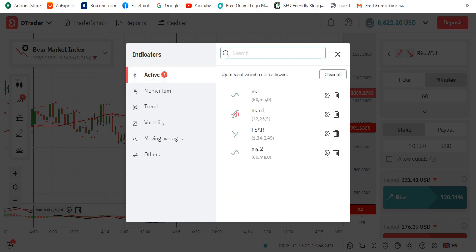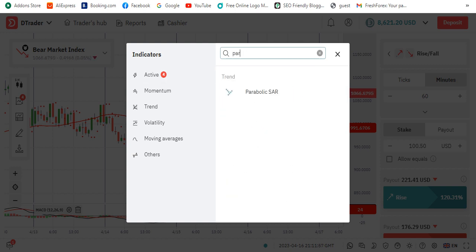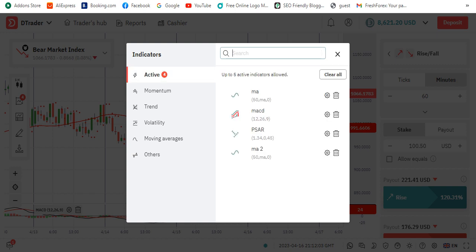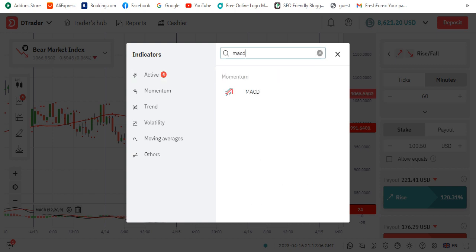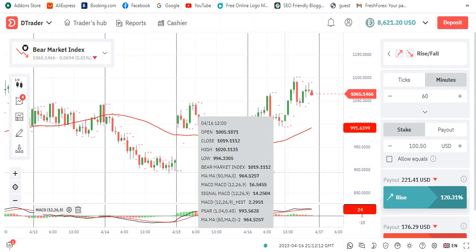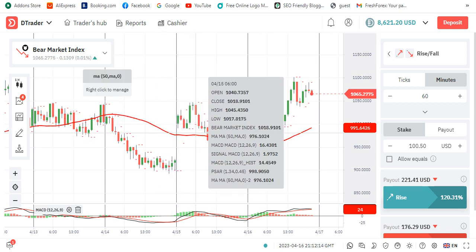Then if you want Parabolic SAR, it's already here. You activate it by clicking on it. Then if you want MACD, see here, you just activate it. So that's how to add your signals. Okay, your indicators, I mean your indicators.